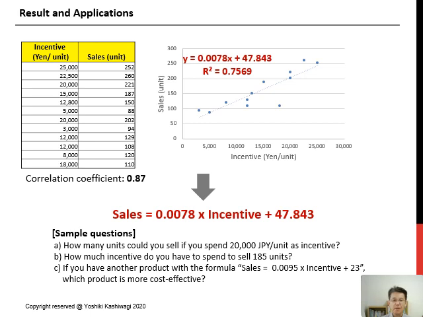The last one: if you have another product, not this one, with a formula like this, which product, this product on this slide or the new product, is more cost effective? How can you know that? This is a very important analysis in business to see which is more cost effective. Try to answer these questions. Take some time.